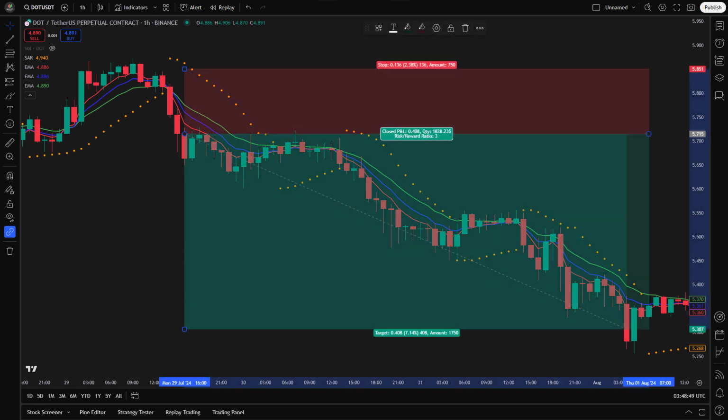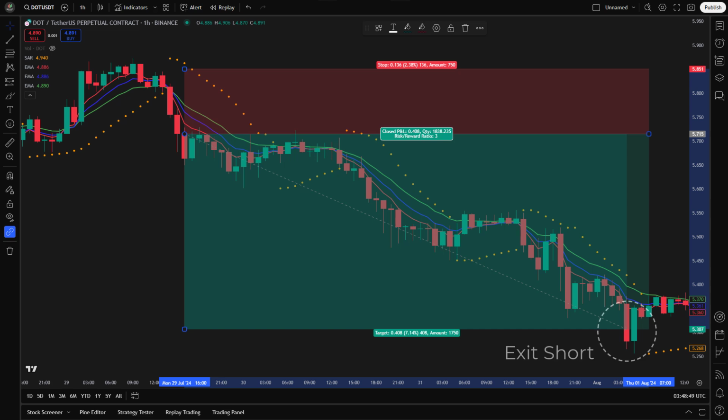To set the stop-loss level, we locate the highest swing high from the last 5 candles and place the stop-loss just slightly above this level. For take profit, we use a 3-to-1 risk-reward ratio, meaning our target is 3 times the stop-loss distance.